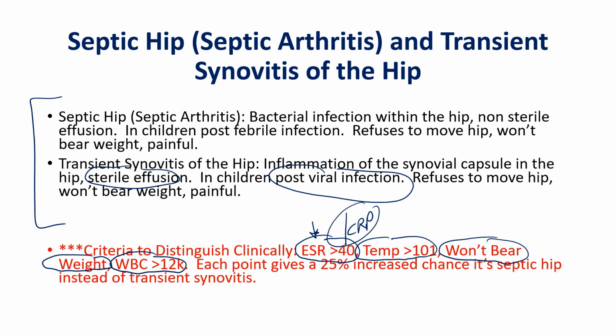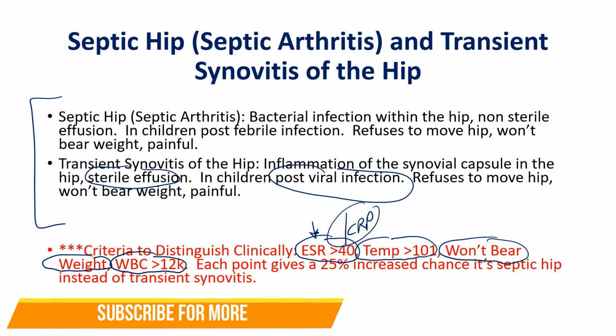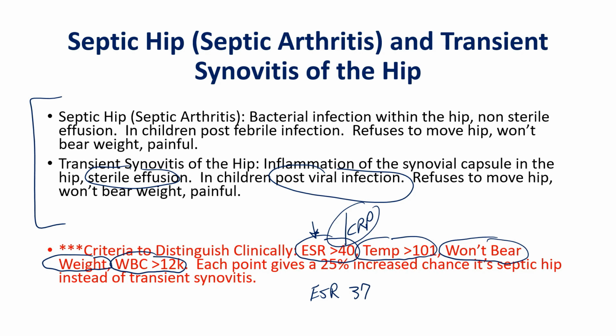Okay, now this is what you have to do. You get lab results for this patient. You run tests, and you get back that their ESR, let's say, is 37. So that does not meet the criteria, so that doesn't count. You get back that their temperature is 102.